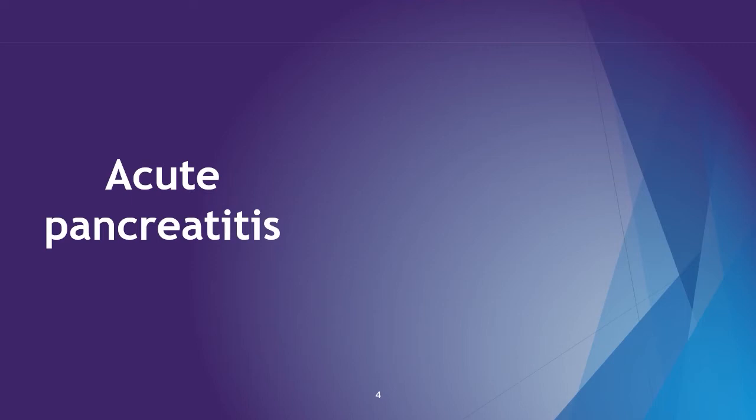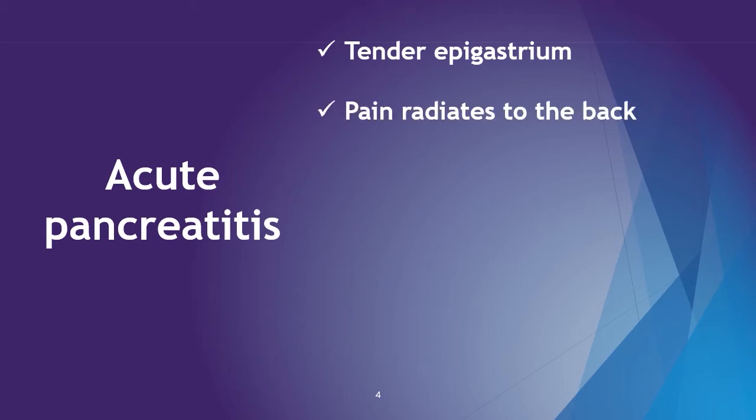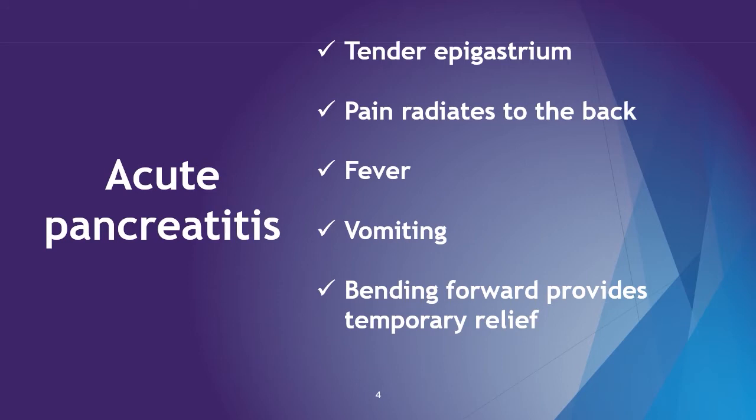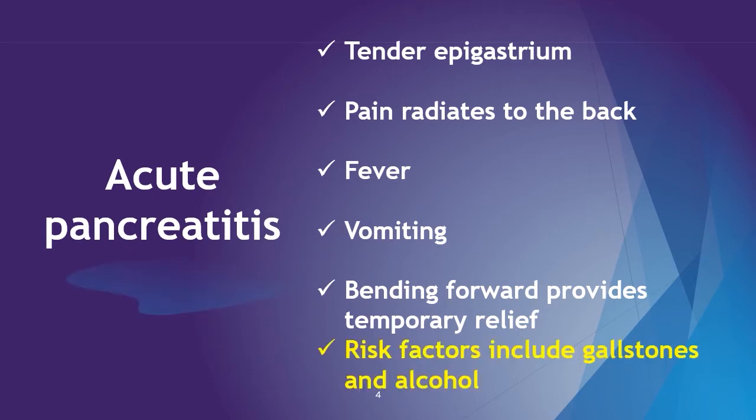As you know, the pancreas is a retroperitoneal organ. Therefore, usually you get a tender epigastrium and the pain is radiating to the back. And since there is inflammation, it is associated with fever and vomiting. Usually the patients bend forward because it provides temporary relief for them. So if a case scenario is provided, for example, a newly diagnosed patient with diabetes mellitus who is an alcoholic presenting with these features, this is a case scenario of acute pancreatitis. And there are many etiologies, and the main factors include gallstones and alcohol.